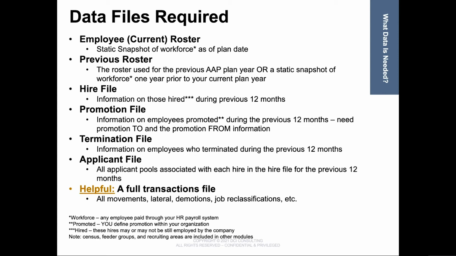And then one file that's really helpful to us is a transaction file. So this is going to be any movement that happened, a lateral movement, a demotion, job reclassifications. So what we're going to do is we're going to reconcile everything. So if John Doe is an HR manager in last year's file and he's a maintenance manager in this year's file, and it wasn't a promotion, we're going to be asking you, how did he get into that other title? And so this transaction file would tell us. We'd look in there and say, oh, he got demoted, or he took a lateral move.